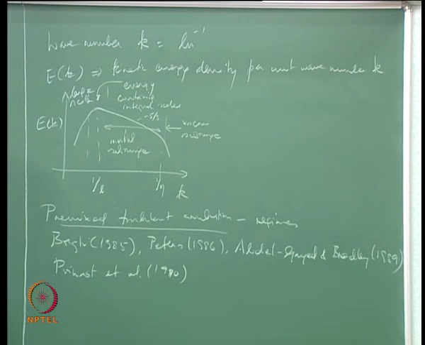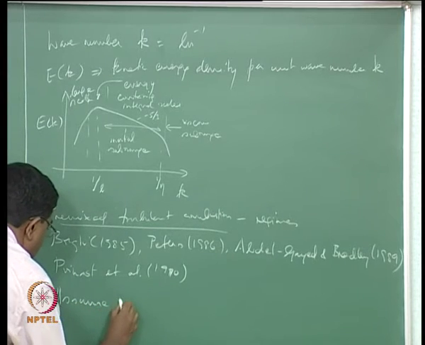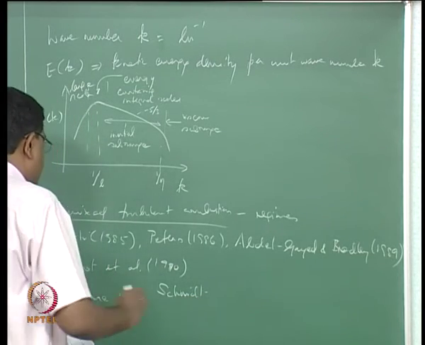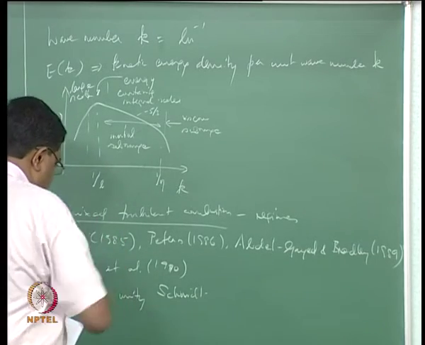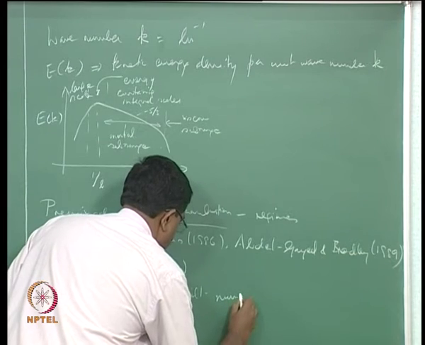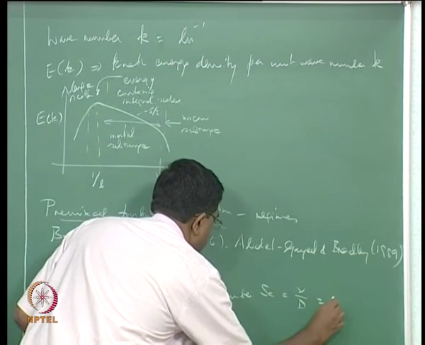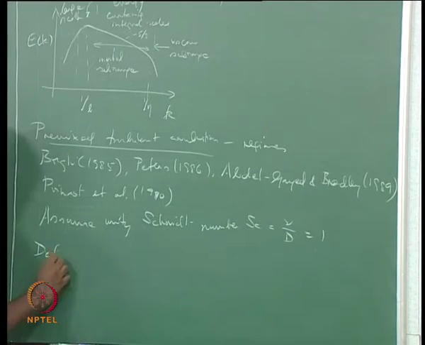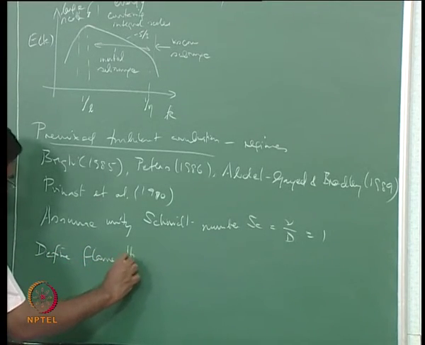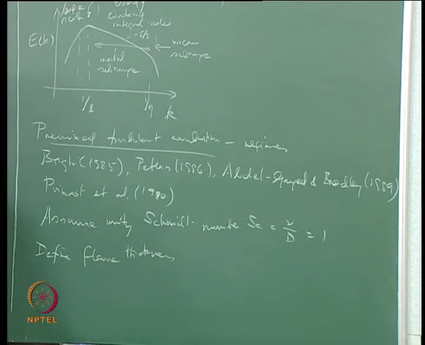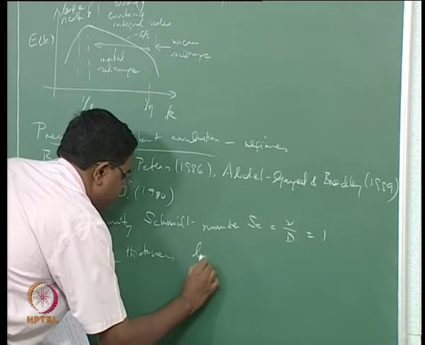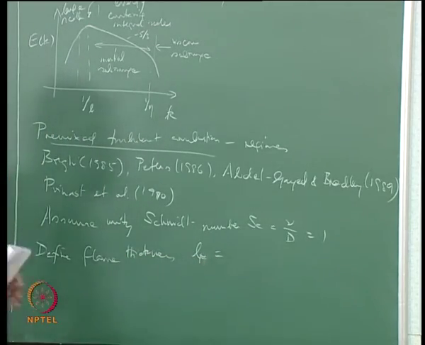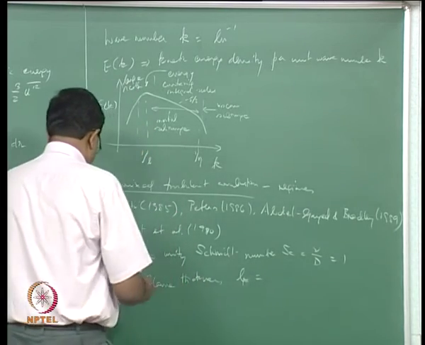So what we want to do here is to assume a unity Schmidt number. That means we don't want to make a big distinction between viscous mixing and molecular mixing. Sc, which is nu over D, we will now take as 1. And we now go through a few definitions here. Define our flame thickness LF, where capital F refers to flame, not fuel, and we will stick to this when we are doing diffusion flames as well, equal to D over SL.